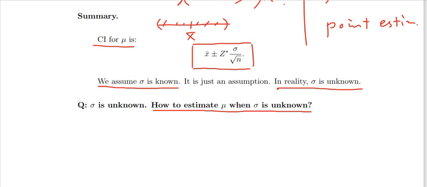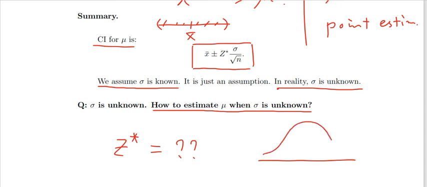The only thing a little bit confusing is how to find this star, right? How can we get this star from the normal table? So again and again we emphasize this star is the cut point for this one. This is the cut point of this star.